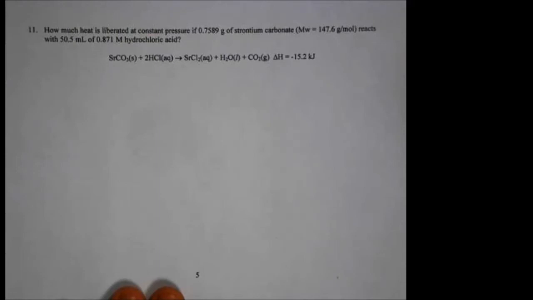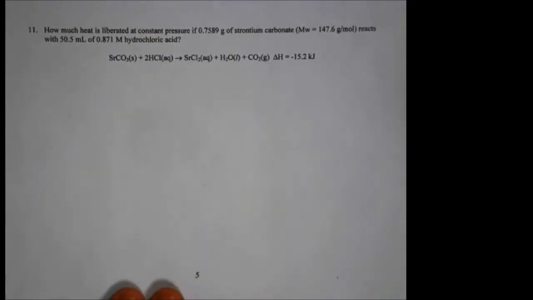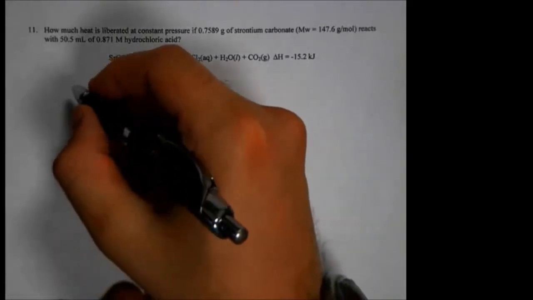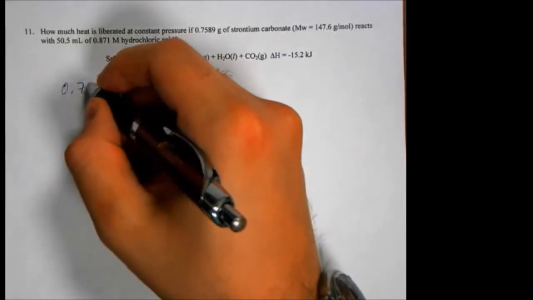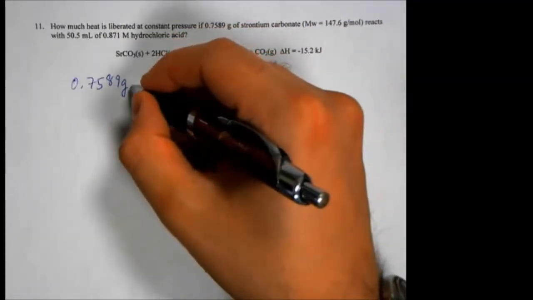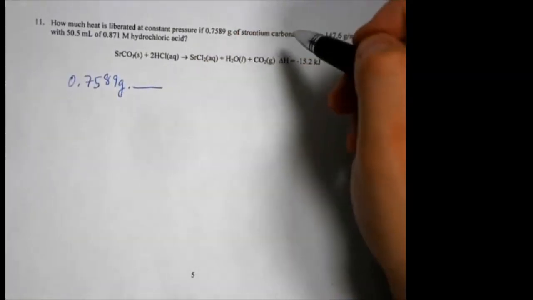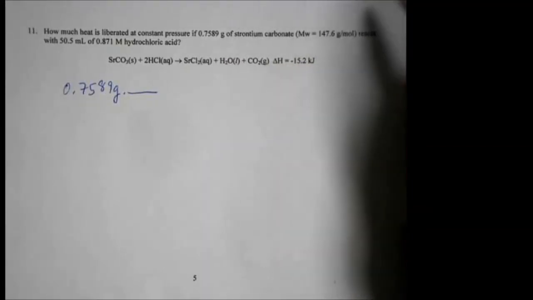So that's just basically stoichiometry. We have to do two different stoichiometries in order to figure out which one is going to give us the heat produced. So we'll start with the strontium carbonate, our first test to see how much heat is produced. So 0.7589 grams of the strontium carbonate. We're going to be doing a conversion of grams to moles and then moles to heat.